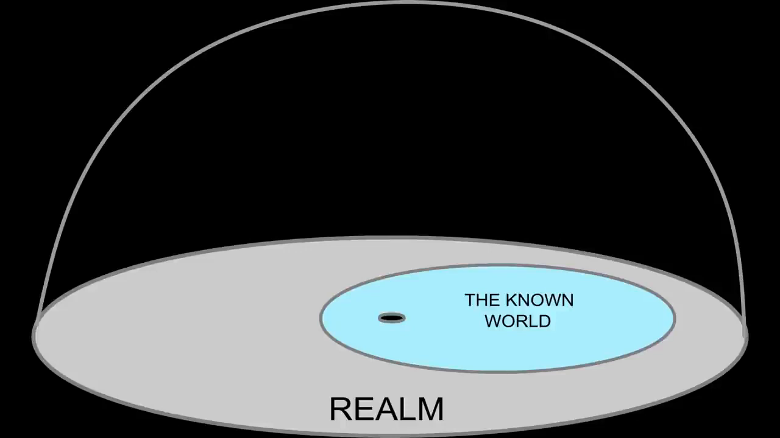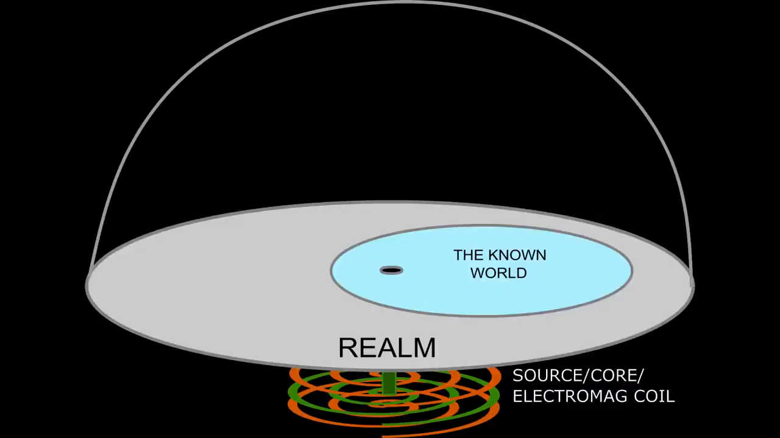Things may not make sense at first, but by the end it will. Let's start with the realm and the firmament, and then a central opening. And now let's incorporate our known world, as outlined on the moon by Sturgios. And finally, let's add the source, or electromagnetic coil beneath.